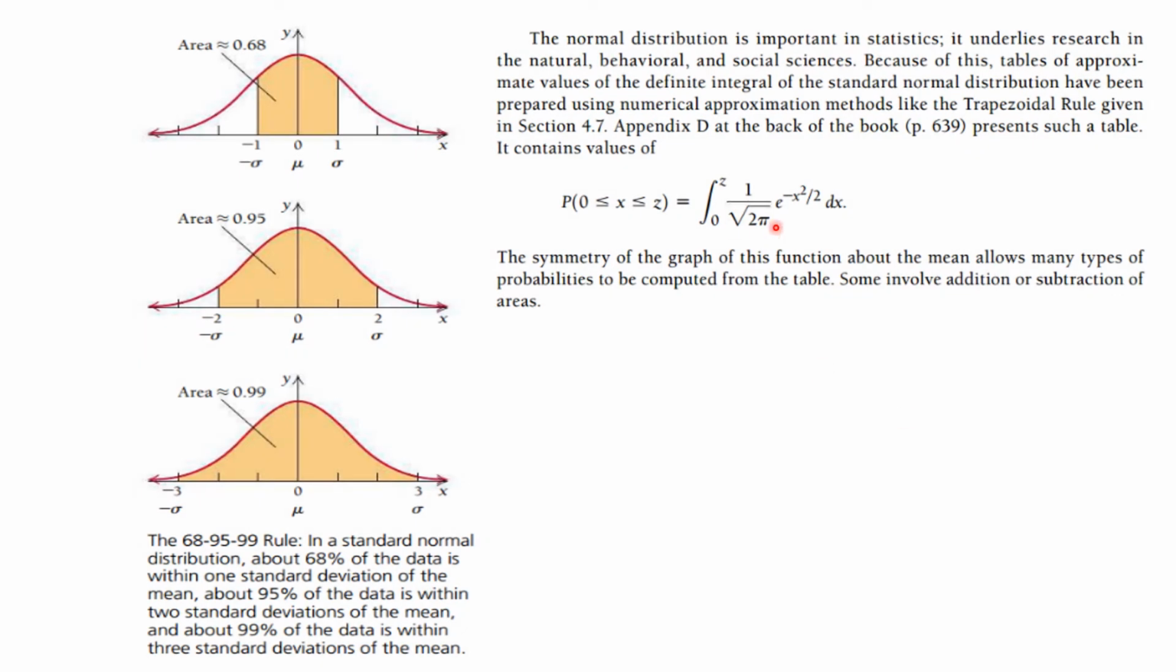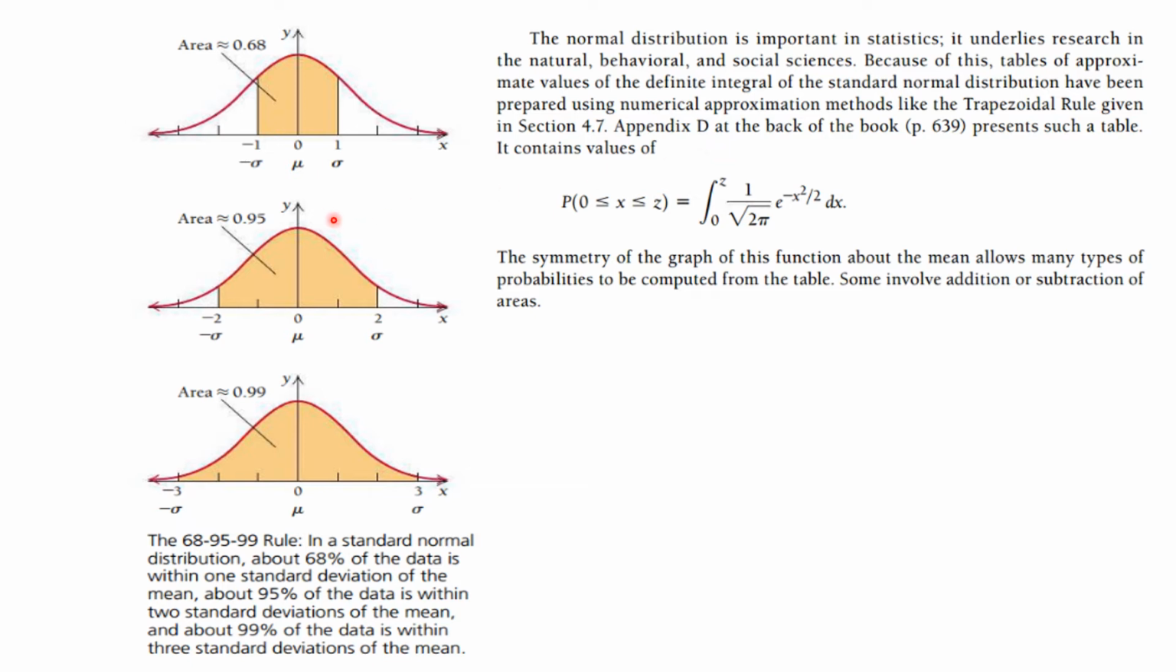The normal distribution is important in statistics. It underlies research in the natural, behavioral, and social sciences. Because of this, tables of approximate values of the definite integral, using approximation techniques like we talked about, the trapezoidal rule, are in an appendix of your book, and we will provide this on tests as part of the grace notes, and present such a table.